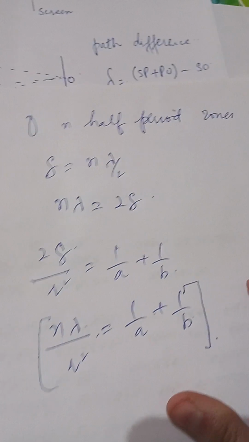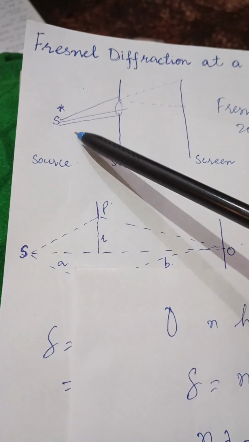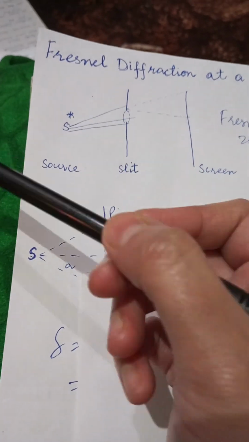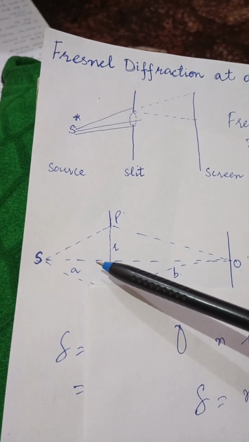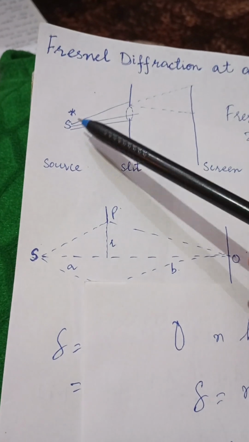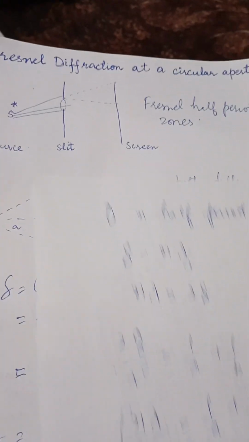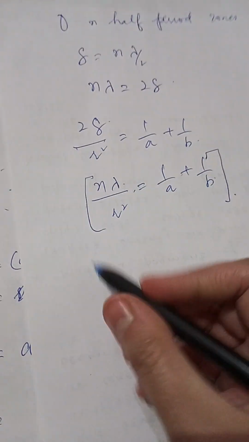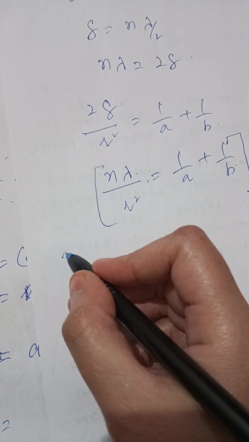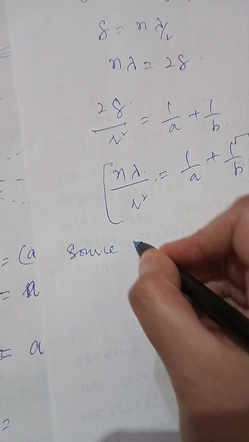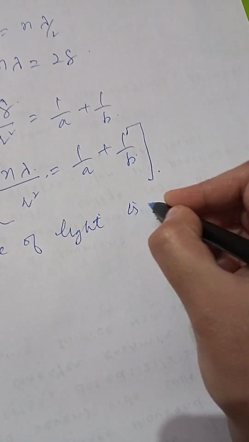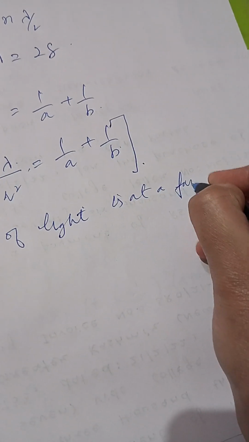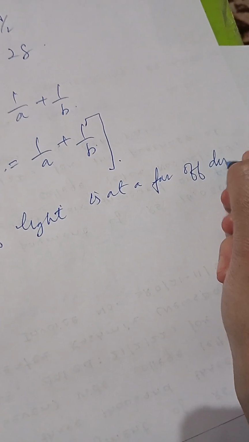Now it can also so happen that you have placed this source at a far off distance. Here it is at a finite, known distance. But suppose this source of light is at a far off distance. In that case we can further manipulate it. So we say that if the source of light is at a far off distance, what do you mean that it is at a far off distance?